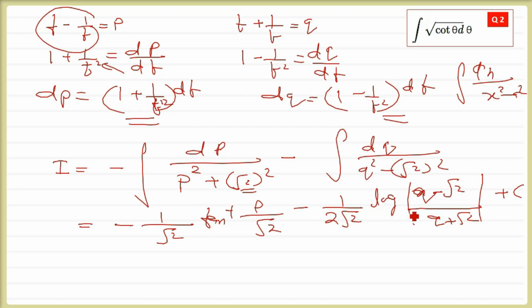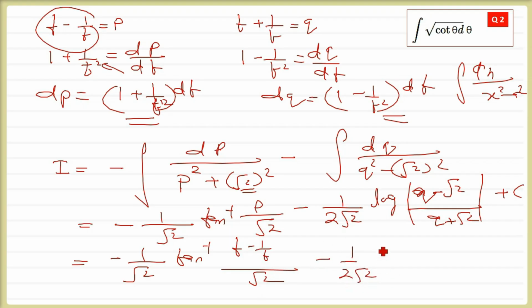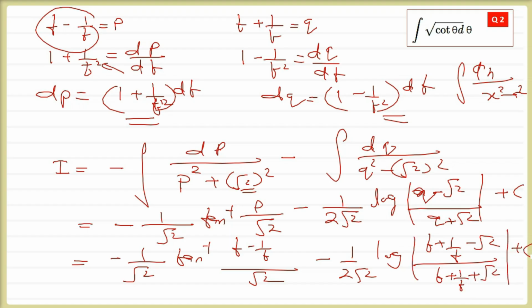But this p was what? q was what? p was initially t minus 1 by t. q was initially t plus 1 by t. So let me write it. Negative 1 by root 2 tan inverse t minus 1 by t divided by root 2. The first term. 1 by 2 root 2 log. In place of q you can take t plus 1 by t. So t plus 1 by t minus root 2, t plus 1 by t plus root 2, and plus constant of integration.